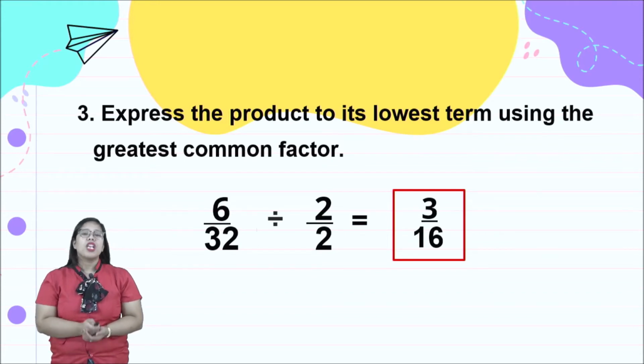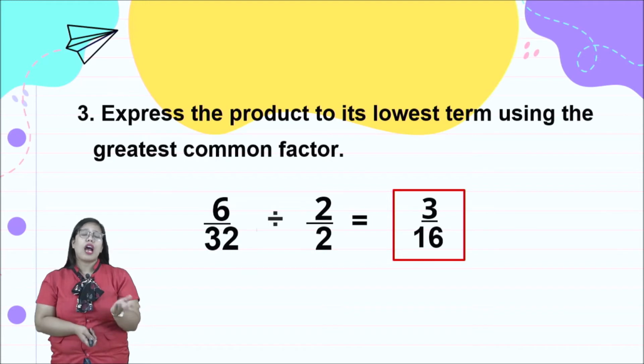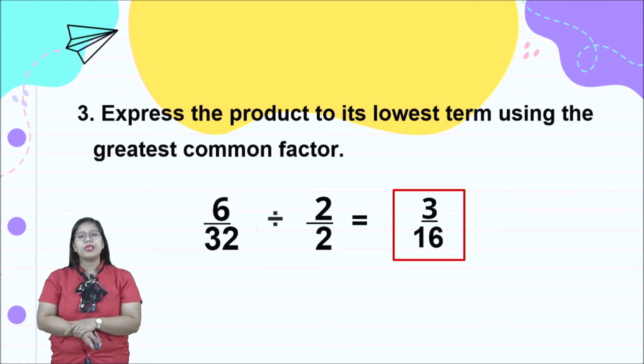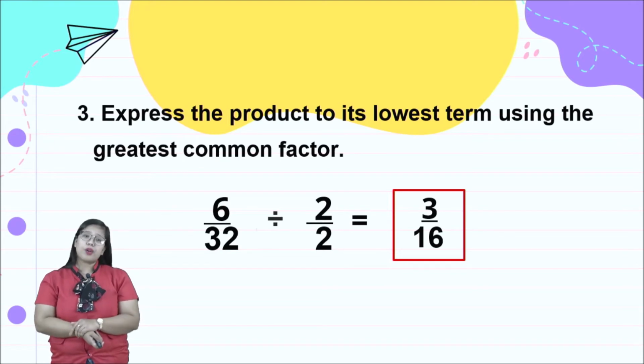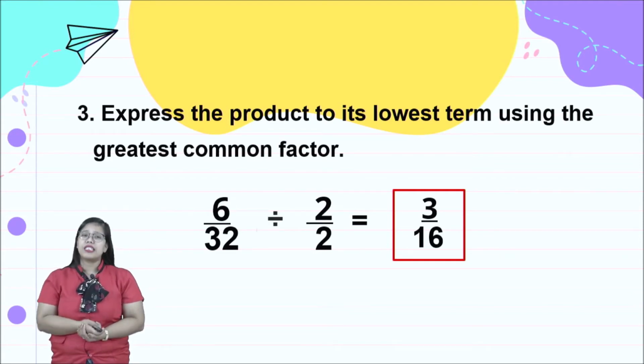Very good. I hope you learned something. I hope you know how to multiply fractions. Again, the first step in multiplying fractions is to multiply the numerators. After that, we multiply the denominators. Then, if possible, we put the product in lowest term by using the GCF, or the greatest common factor. And then we will have the final answer.